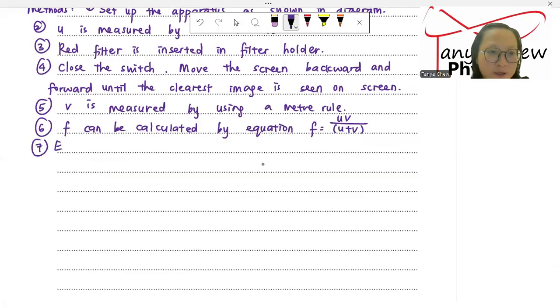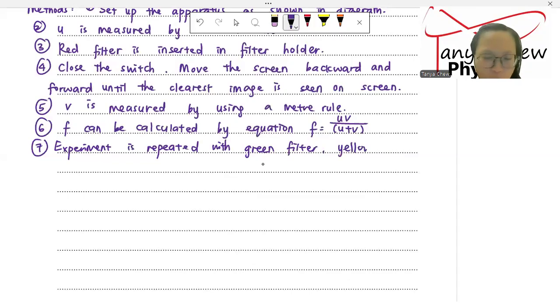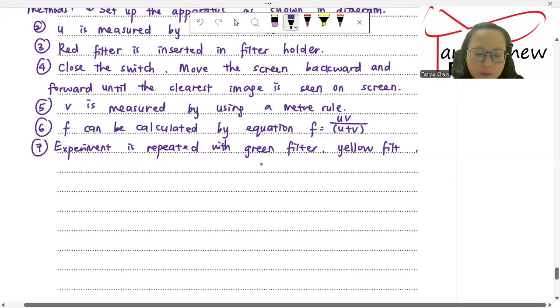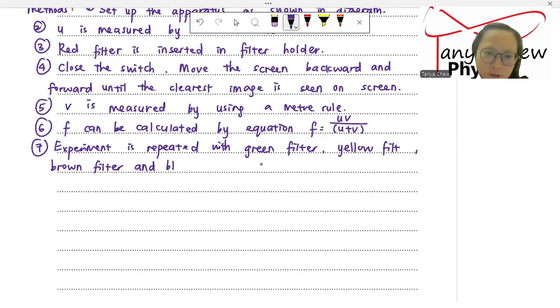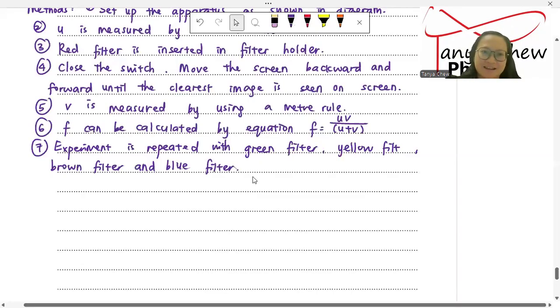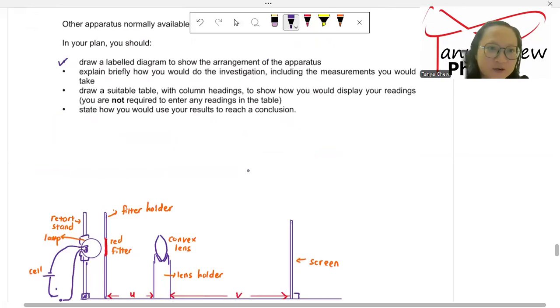And the last point is always this one. Experiment is repeated with maybe green filter, yellow. I would normally suggest the color yellow filter, brown filter, and maybe blue filter. And I'm done. And I have to put the tick here.